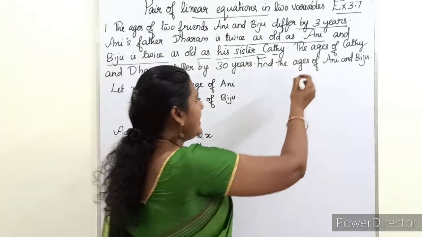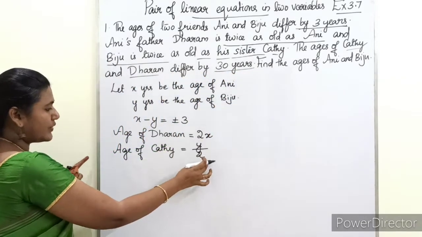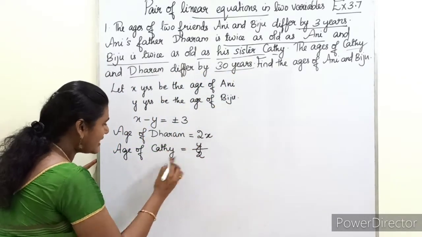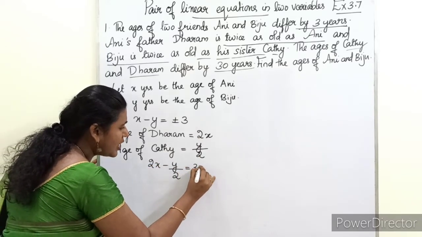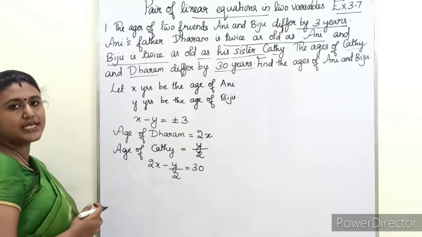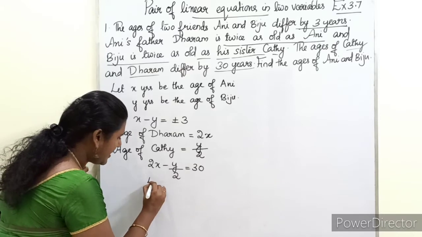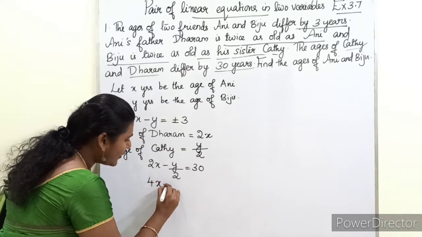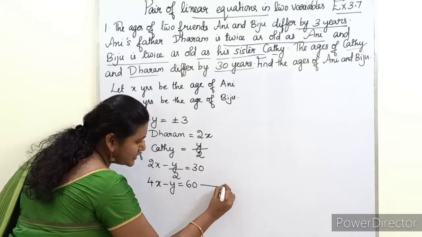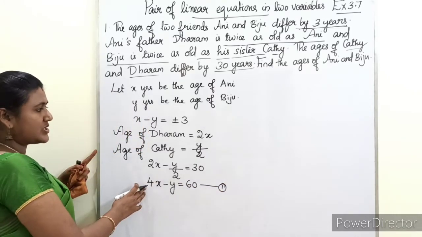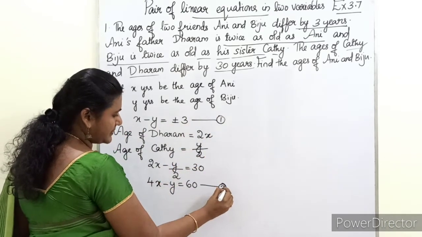Now it is given that the ages of Kathy and Dharam differ by 30 years. So here we can take the difference of these two ages as 30 years. So 2X minus Y by 2 is equal to 30. Taking 2 as LCM on the left side and simplifying, 4X minus Y is equal to 60. We will take this as the first equation, and the earlier one we will take as the second equation.